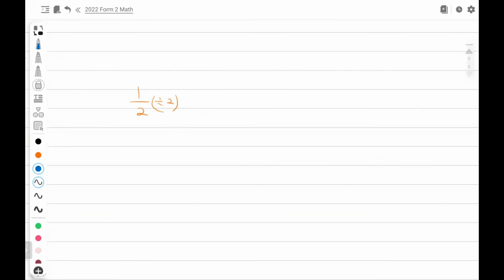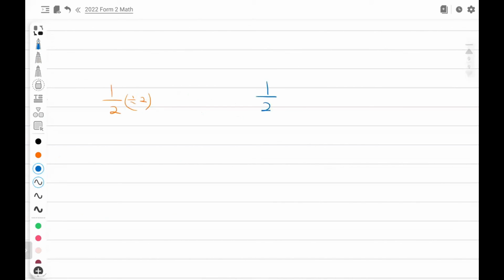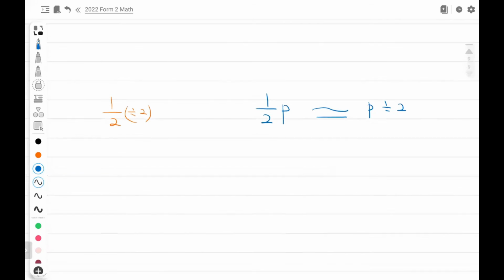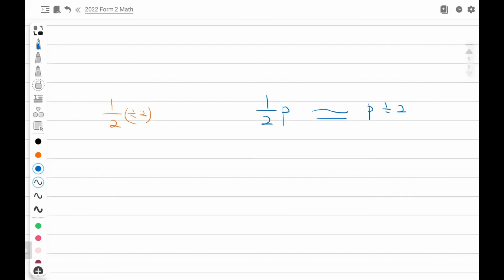Okay, wait. 1 over 2 times P is actually P divided by 2. It's the same meaning. That's why in secondary level, now you are in form 2 already, right? You must master this concept. Divide, no more writing like this. We don't write the divide symbol. Usually we don't write divide. P divided by Q like this. Instead, we will make it fraction form. P divided by Q, we'll write P over Q.